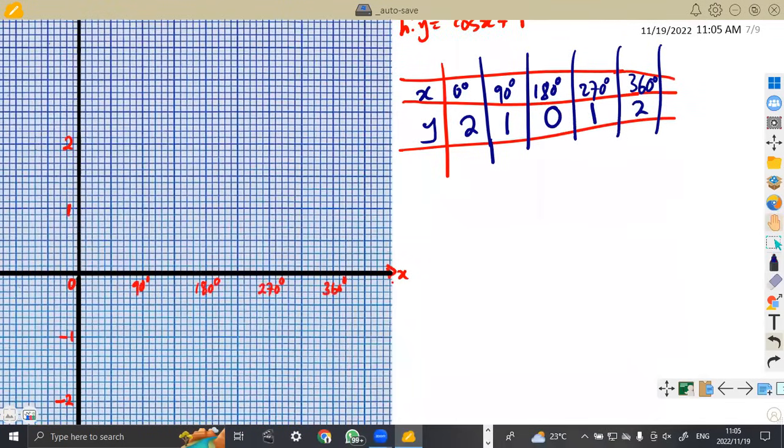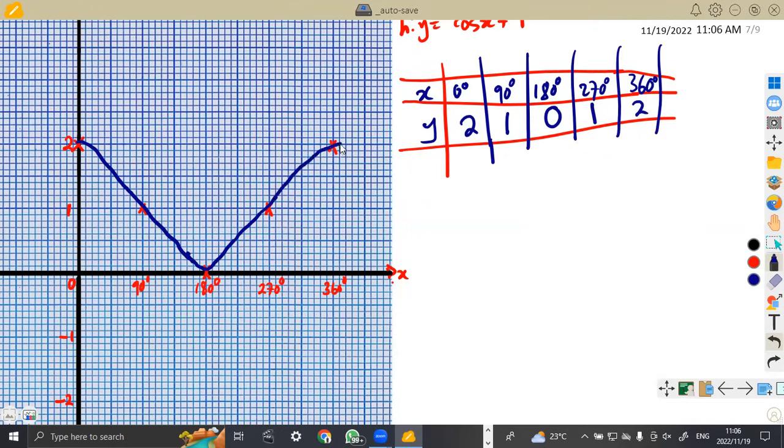Okay, so we've got 0 versus 2. So let us mark our points. 0 versus 2, we can mark it here. 90 versus 1, so that's 90 versus 1 here. 180 versus 0. 270 versus 1. 360 versus 2. Okay, so these are the points, and we can join these points to have our graph, just something of this nature.